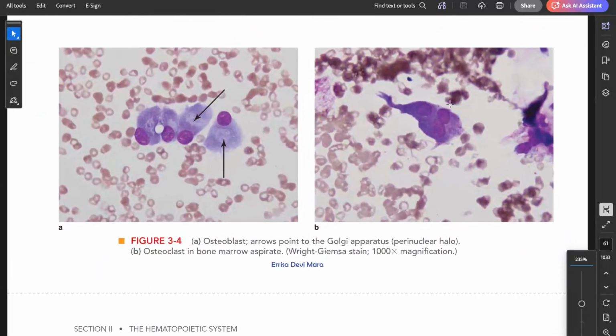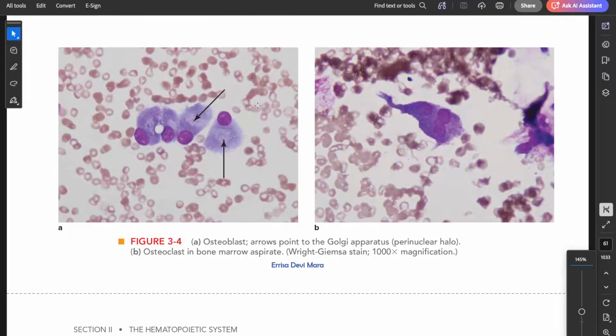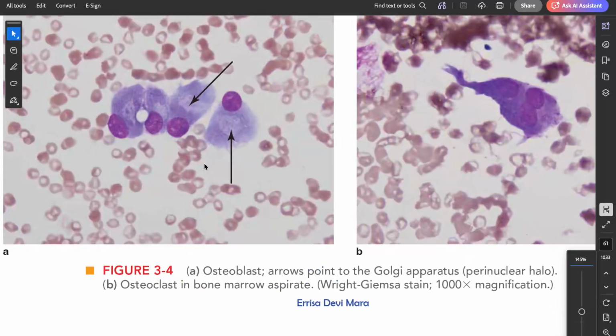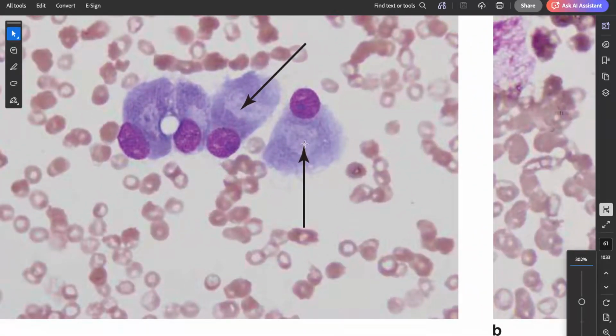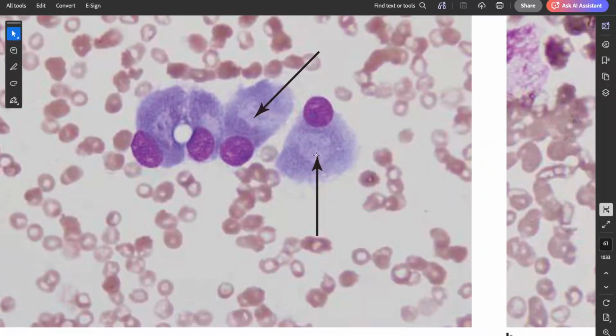This diagram is about osteoblasts and how they will look. You can see the perinuclear halo here. This is just away from the nucleus. In the previous podcast about bone marrow and stroma, I said there is a difference between plasma cells and osteoblasts, that in osteoblasts there will not be a perinuclear halo, but that was wrong. In the osteoblast, the halo will be there, but it is away from the nucleus. That is the Golgi apparatus.